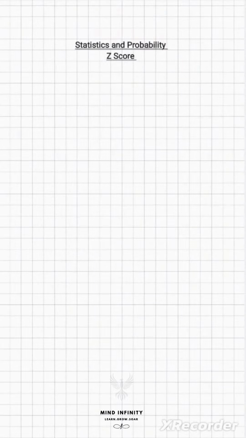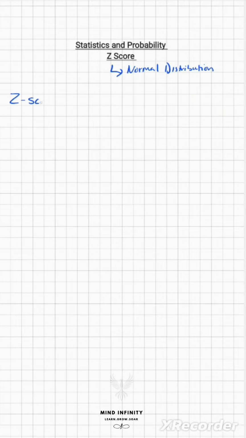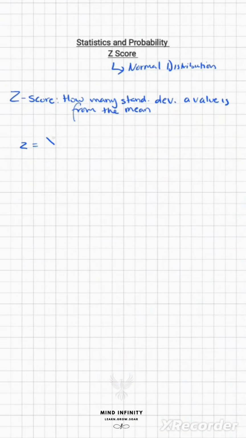Today we'll go over the z-score. The z-score is used in the normal distribution. The z-score is how many standard deviations a value is from the mean. So basically z is equal to the value minus mu over standard deviation. So x is your value, mu is your average, and this is your standard deviation.